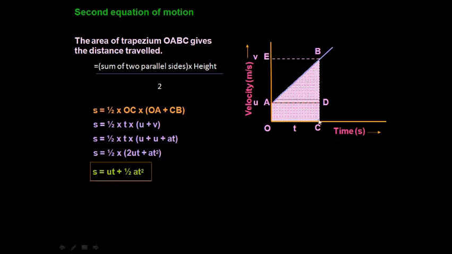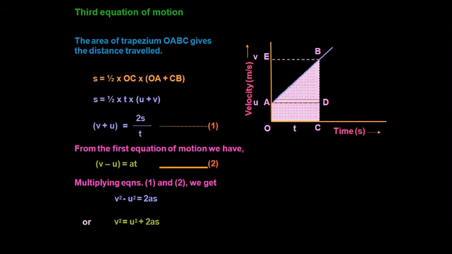Please remember, we are using the same graph. Now again, by using the same graph, we will be deriving the third equation of motion. To derive the third equation of motion, we will consider the backup of the previous work, that is the second equation of motion. s is equal to half into t, OC, into OA.